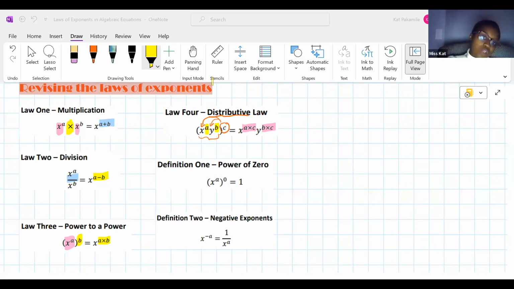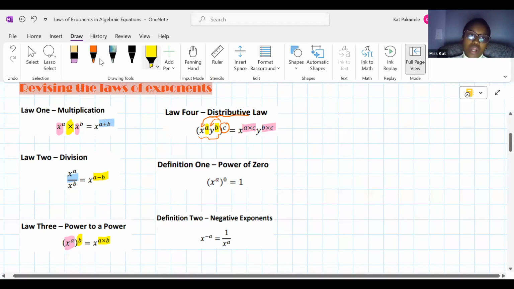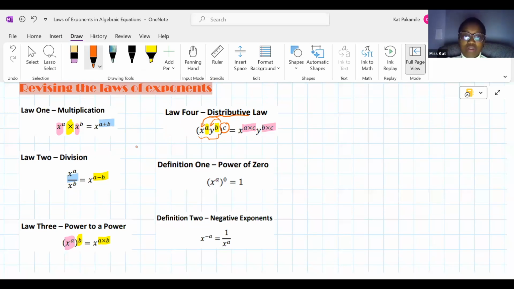Those are our four laws. Now we're going on to definitions. Definition one is simple and straightforward. Anything to the power of 0 is equal to 1. When you have those long brackets, let's look carefully to see if your teacher is not trying to trick you, because all of that to the power of 0 will still be equal to 1.